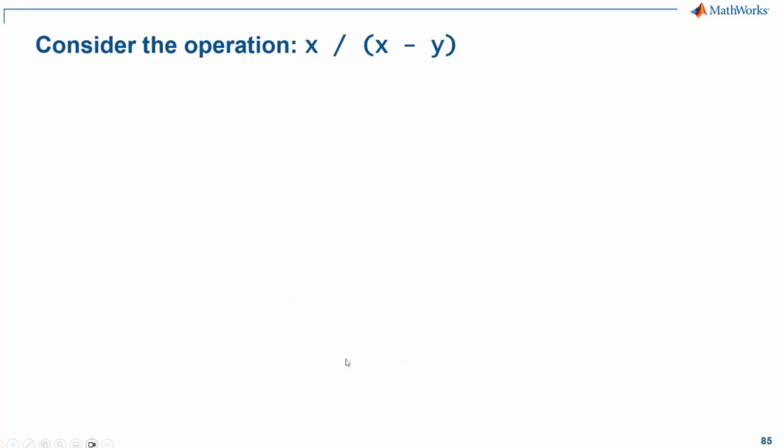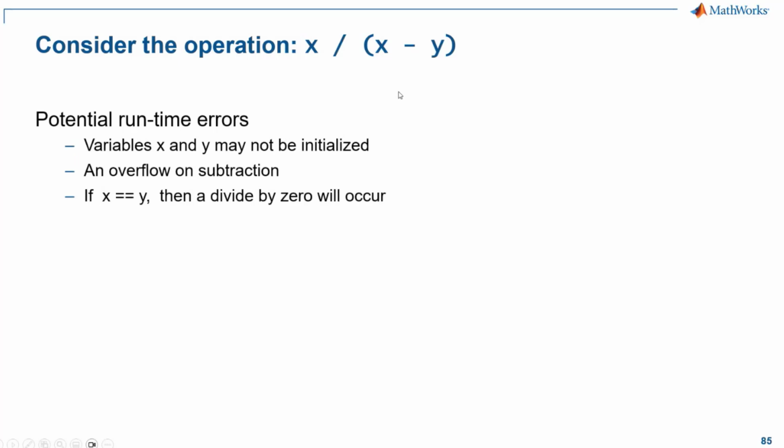So it means we will now consider this operation, x divided by x minus y, right? And what could be the potential runtime error? We have seen that the variable may not be initialized. And since that is the case, it could also lead to an overflow on the subtraction of those variables. And most critical, if x is equal to y, then we could have a division by 0.